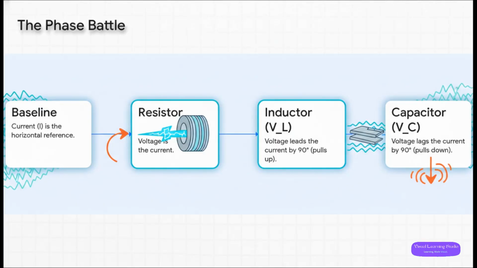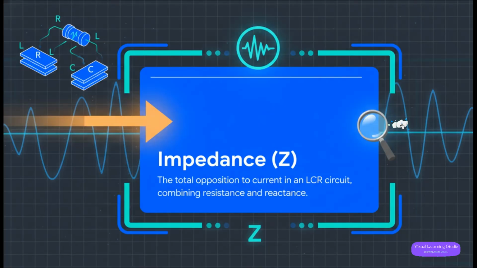So what happens when we put these three opposing personalities into one single circuit? You can picture it like a battle. The inductor pulls voltage forward, the capacitor pulls it back. This combined opposition isn't just resistance. It's a new thing we call impedance.